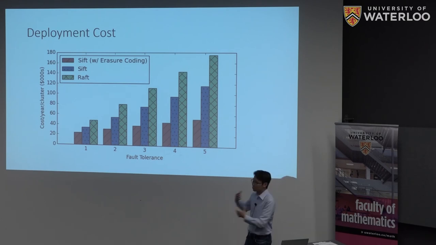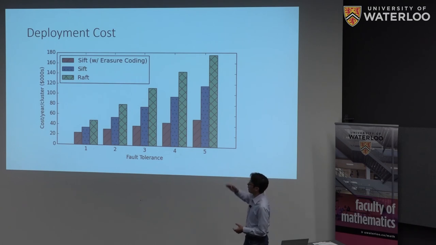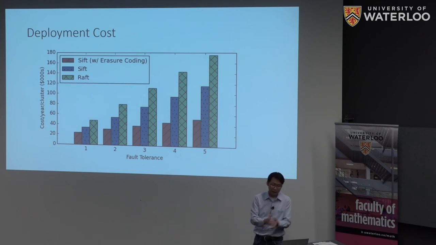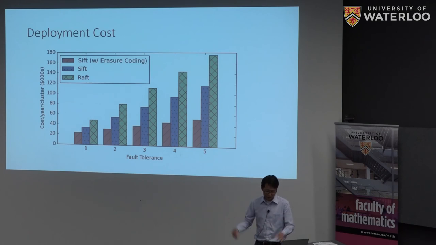Part of these will assume certain prices regarding these memory-only instances and CPU-only instances. Of course, we don't really know how much Amazon or these cloud providers will charge, but we are making some assumptions here. The cost savings that we found increase as we increase the fault tolerance level. So for an F value of 3, what we found was that SIFT with erasure coding requires only about $40,000 a year to deploy for this particular configuration, compared to over $110,000 per year for a Raft deployment. And of course, the deployment cost drops even more if we were sharing these backup coordinators across multiple SIFT clusters, multiple SIFT groups.